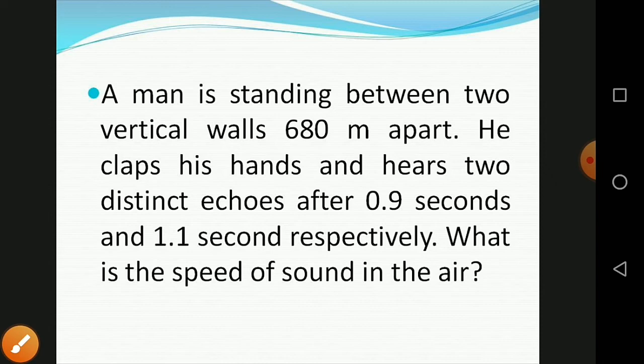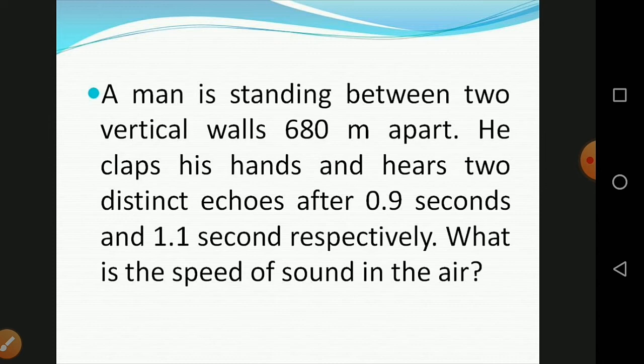And the next one: a man is standing between two vertical walls 680 meters apart. He claps his hands and hears two distinct echoes after 0.9 seconds and then 1.1 seconds respectively. What is the speed of sound in air? If we clap the hands, two distinct echoes, one at 0.9 and another at 1.1, and the distance is 680 meters.